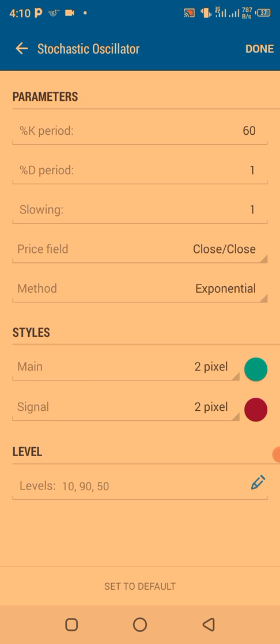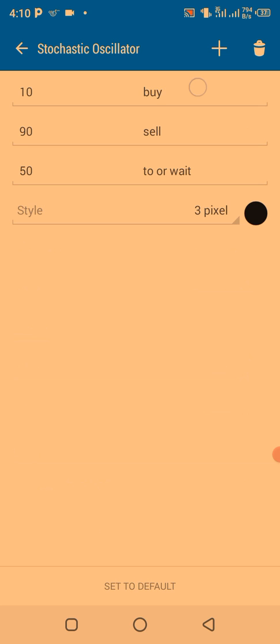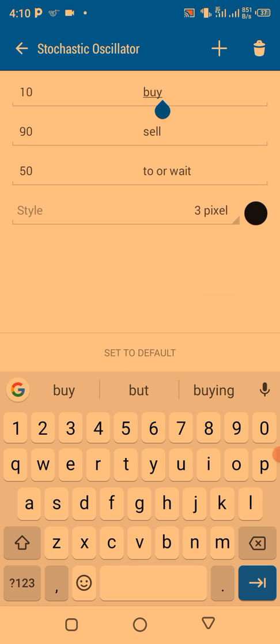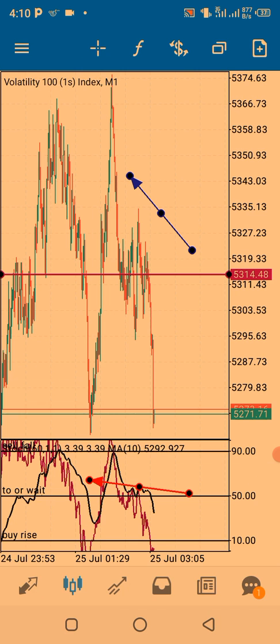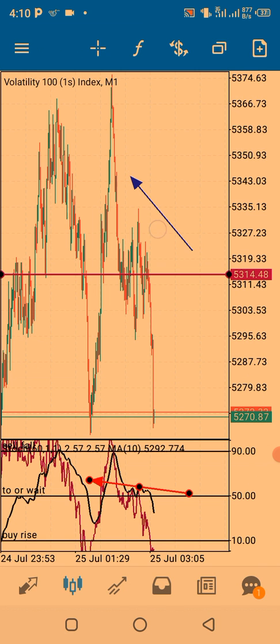Okay. For level 10, you rise. And for level 90, you fall. Level 50, you don't need it. You can remove it, delete it. This is for another topic.